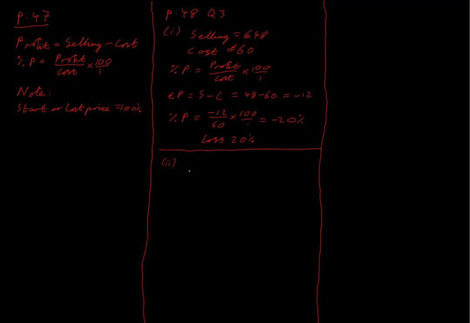Now, part 2. She sold the other ticket at a profit of 15%. What was the selling price of the ticket? Now, this is where cost price being taken to be 100% comes in. So I'm going to write that again. We're told that the profit was 15%.